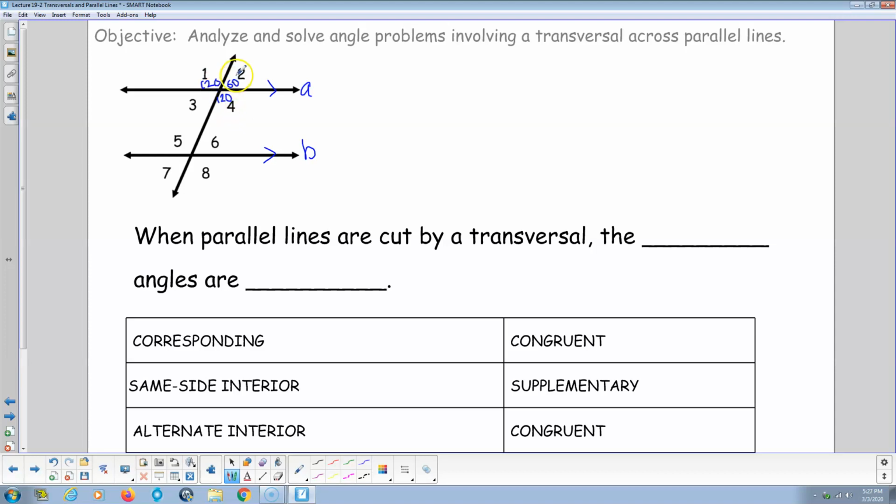It's 120. Angle 2 and 3 are... okay, what did I say? I don't know what I said. These are vertical angles. 1 and 4 are vertical angles, 120. 2 and 3 are vertical angles, so they're congruent.